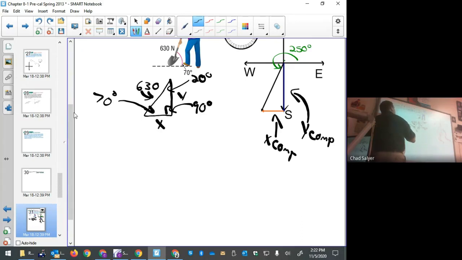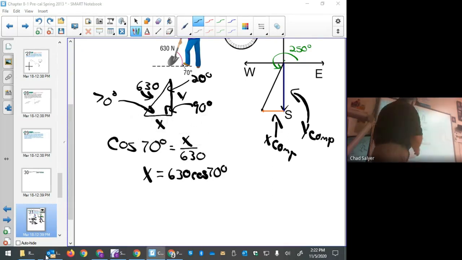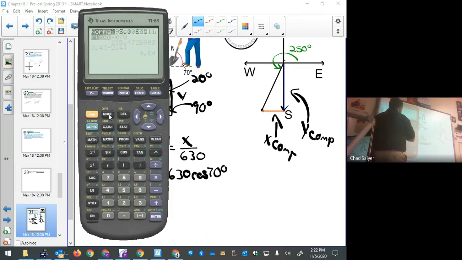So first of all, to find x, I can say the cosine of 70 degrees is the adjacent over the hypotenuse. Solve this for x. And then make sure your calculator's in degree mode. Remember what a big deal that was back in the day. So 630.